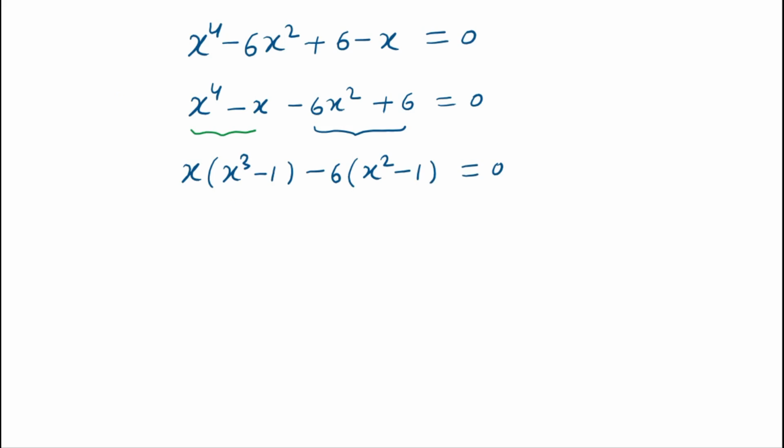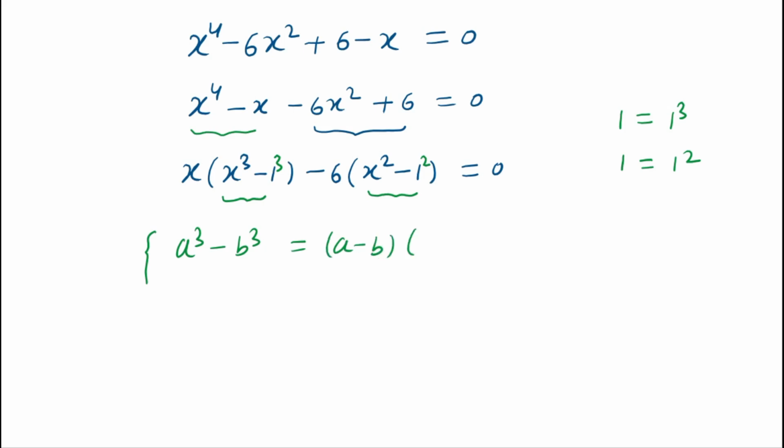Look carefully here, this is x³ − 1 and this is x² − 1, and we know that 1 is the same as 1³ and 1 can also be written as 1². So here if we take power 3 and here power 2, this is a difference of two cubes and this is a difference of two squares. We know that a³ − b³ is equal to (a − b)(a² + ab + b²), and a² − b² is equal to (a − b)(a + b).